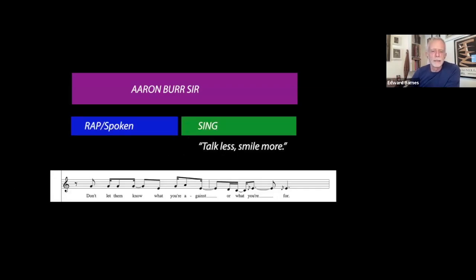What we have here is, again, rapping and singing over top, which is Lin's mix that he's doing, which comes right out of hip-hop. Aaron Burr does not sing until the words talk less, smile more. And then he sings, don't let them know what you're against or what you're for. So that is the first bit of singing. That's important information. So why does Lin have that sung versus spoken? It's because it's important information.